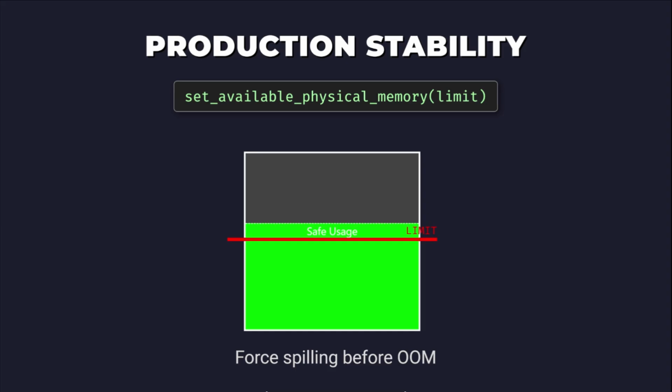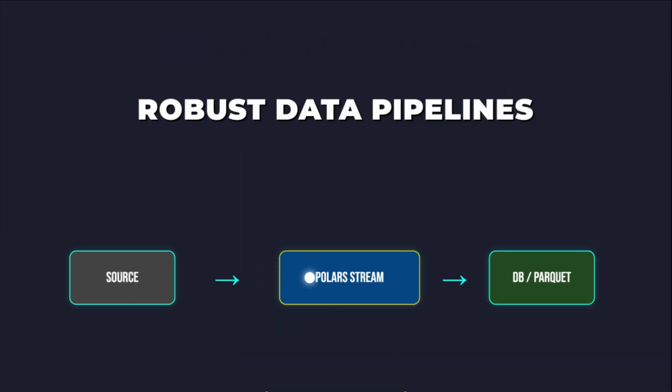For production stability, explicitly limit the memory Polars can consume. Use the set_available_physical_memory function to cap the memory usage. This prevents Polars from consuming all system resources during unexpected spikes, forcing it to rely on its streaming spill-to-disk mechanism sooner. Setting this limit slightly below the system's physical RAM ensures the operating system and other critical services remain responsive. This is a mandatory configuration step for any system analyst deploying streaming pipelines.